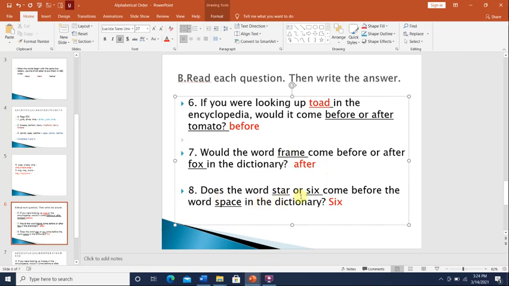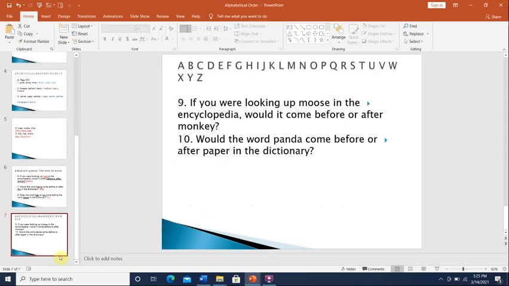Does the word star or six come before the word space? It's asking you, which word comes before space, star or six? Space here also begins with S, but the next letter is P. So the word six would come before space. Why? Because I comes before the P. So the word six comes before the word space. Okay, for 9 and 10, we'll be doing the same thing. I want you to do it by yourself and then come check for the answers, okay?